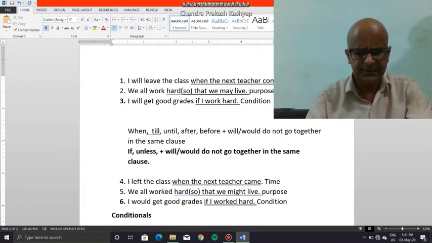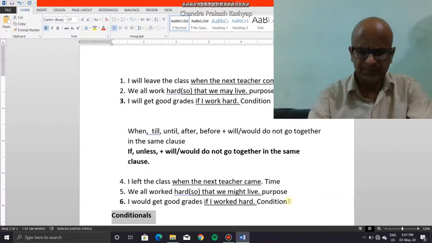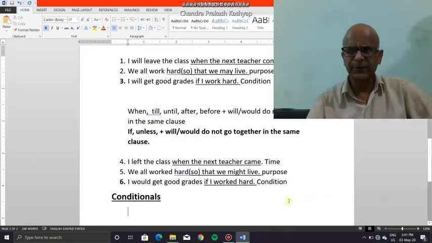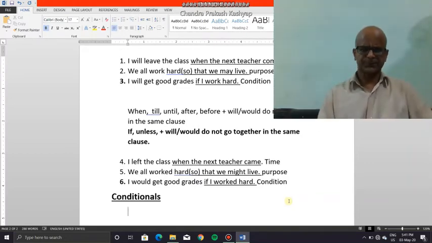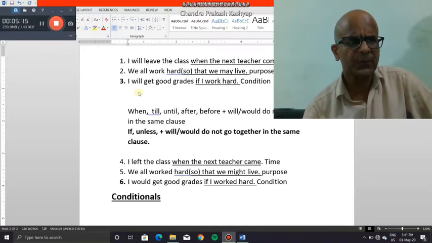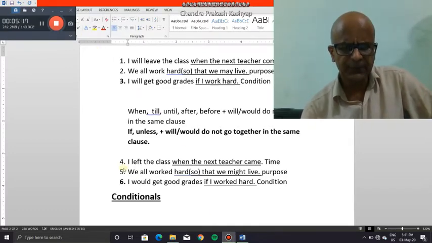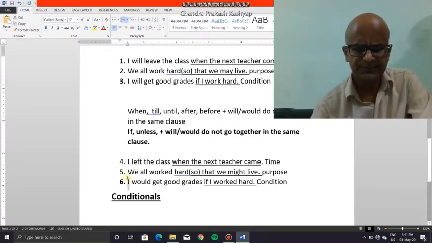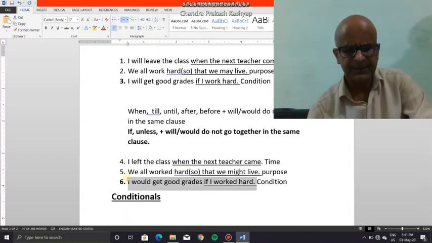And here is one chapter that is very important from examination point of view, and again, owing to ignorance, we all make lot of mistakes here. Also conditionals, of which the last sentence, the sixth one, is an example.